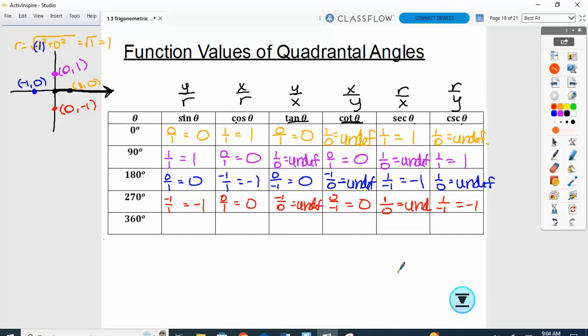What are the only answers I'm getting here? 1, 0, undefined, or -1. Yep. 1, -1, 0, and undefined. Those are the only possible answers on these quadrantial angles.